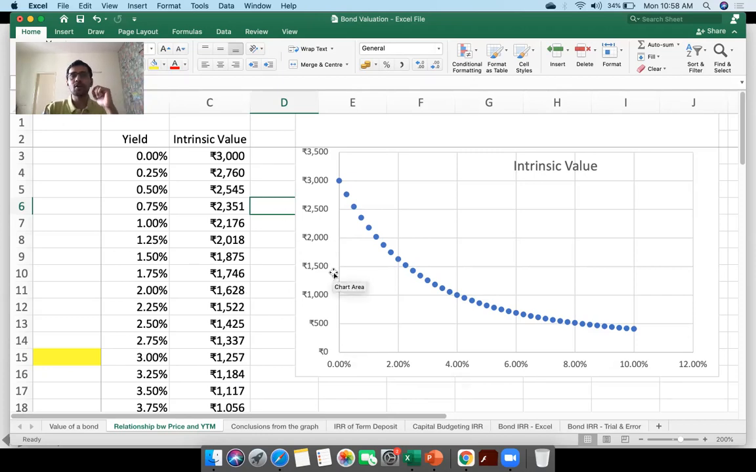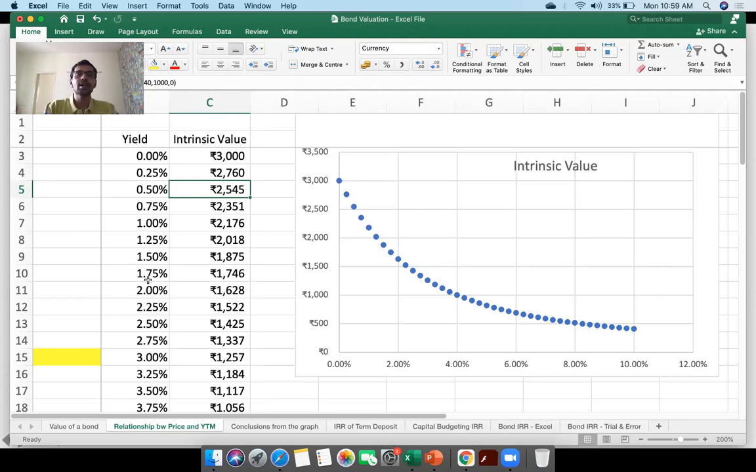Okay, always remember, on the y-axis we plot the dependent variable, and on the x-axis we plot the independent variable. By dependent variable, I mean intrinsic value over here is the dependent variable and YTM is the independent variable. Why are we calling the intrinsic value the dependent variable? Because the intrinsic value is dependent on yield, right? The intrinsic value is changing with change in yield. Therefore, the intrinsic value or the price is referred to as the dependent variable and the yield is referred to as the independent variable.